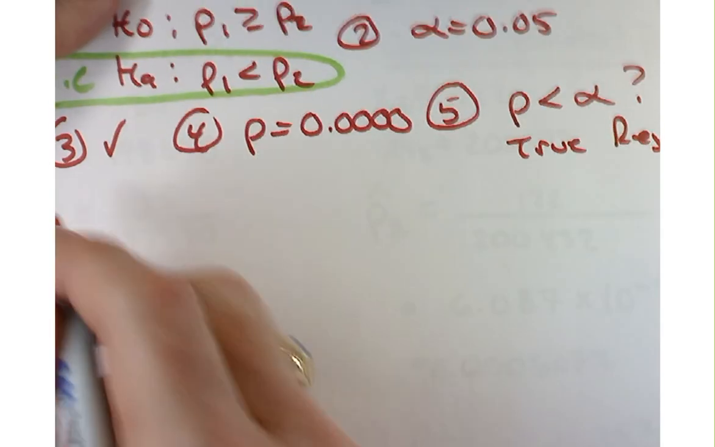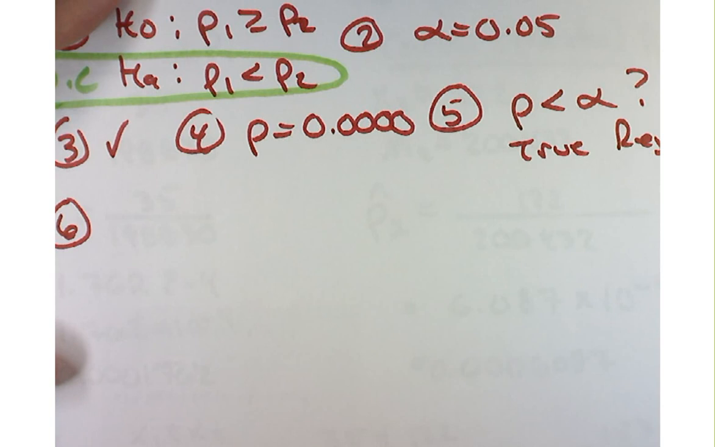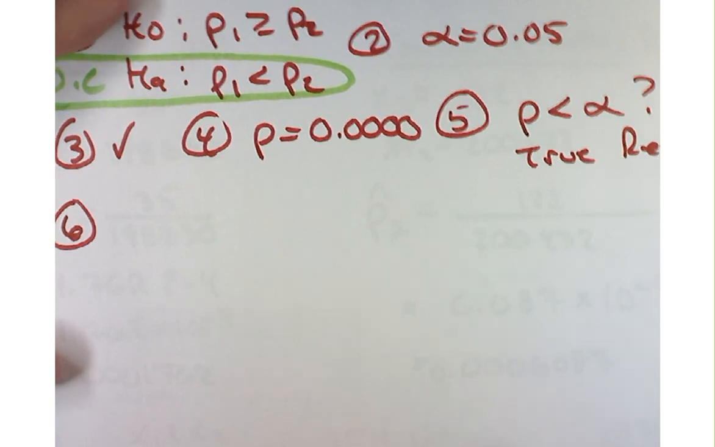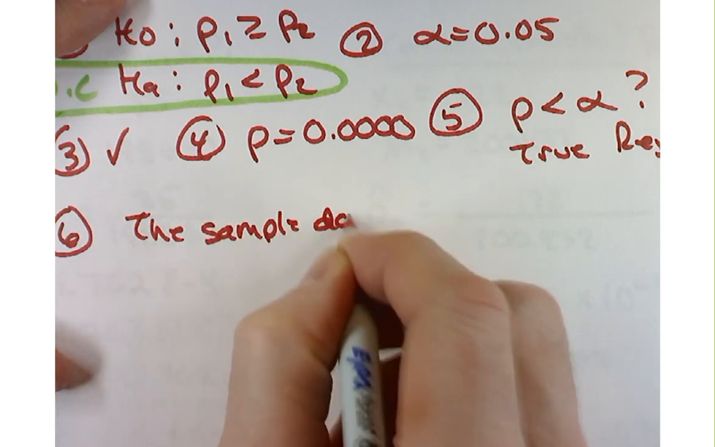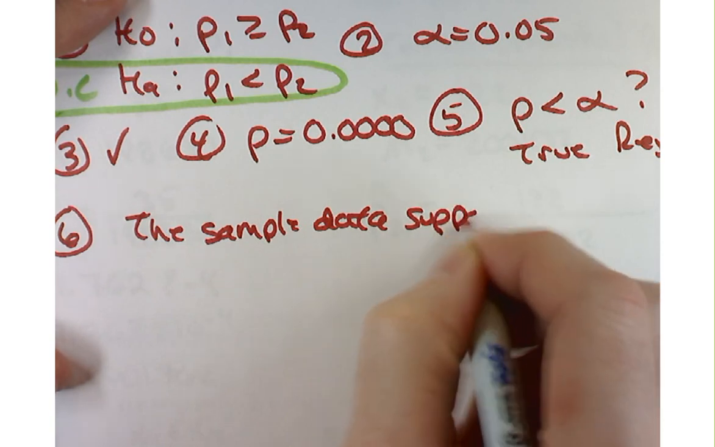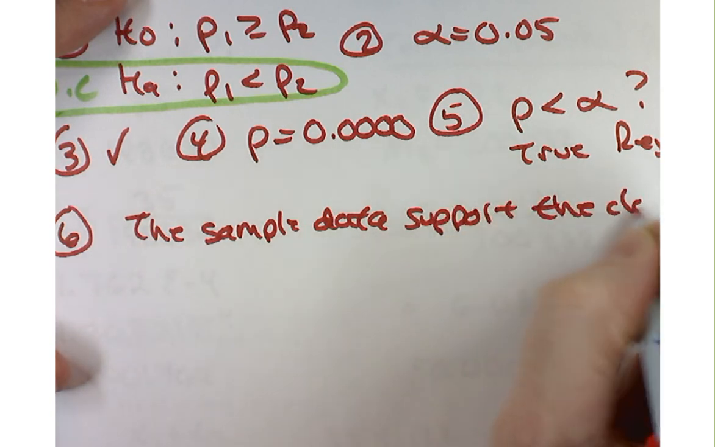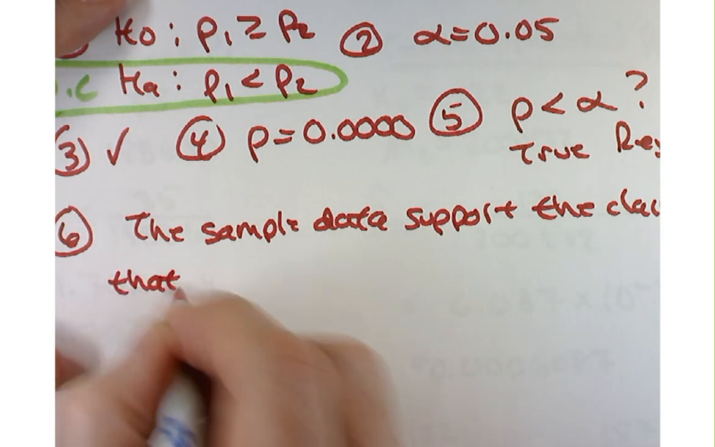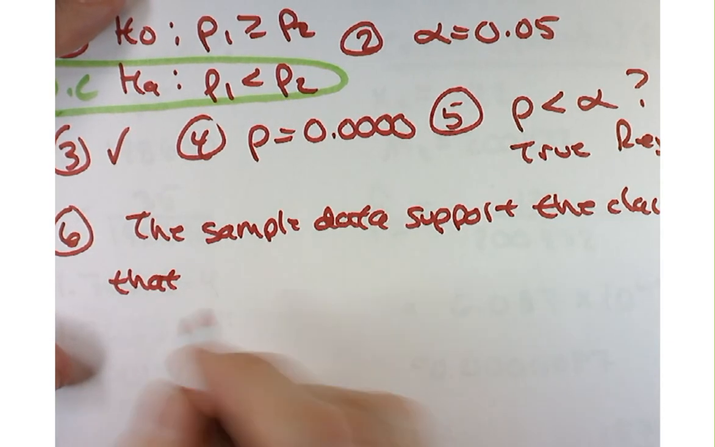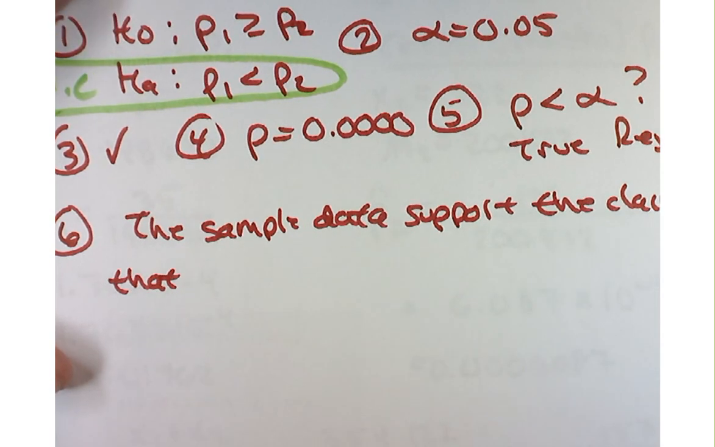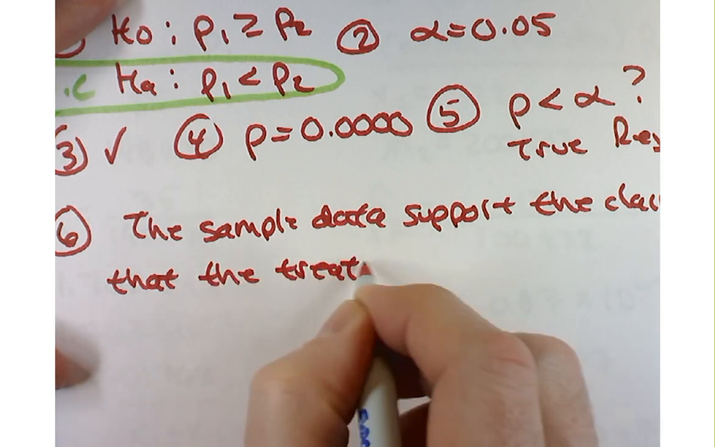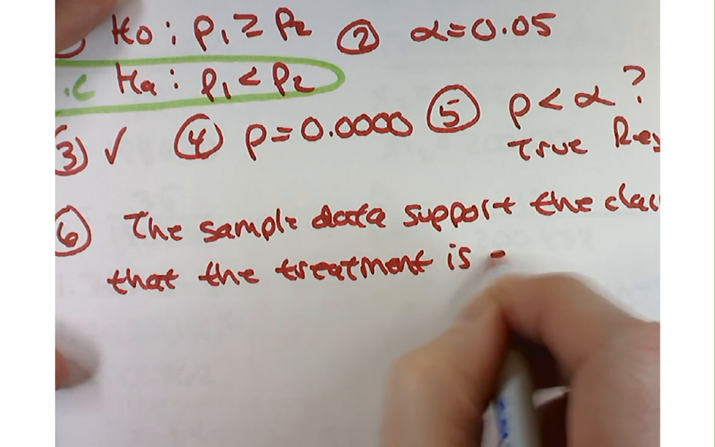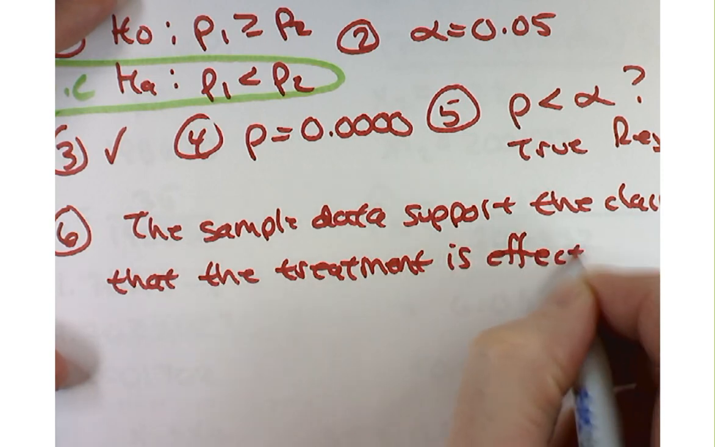So the sample data support the claim that the treatment, and there's two ways you can say this. You can say that the treatment is effective. I kind of like this because it's very user-friendly. People can read that and understand what you mean.